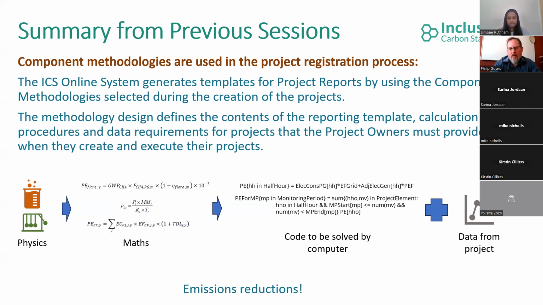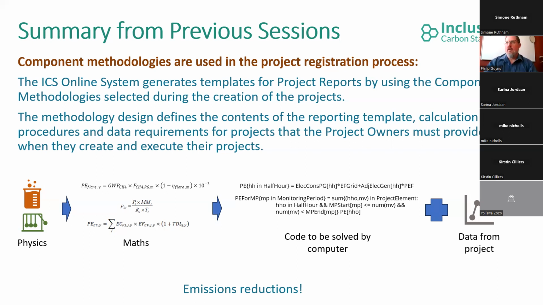An overall view is that one would start off with the physics of the emission reduction. These would be described within your component methodology. That then is represented in terms of the maths for the calculations that one would do to reduce your emission reductions. And then that gets converted to some code that a computer is able to solve for a given set of data from your project. This process is there to ensure that the emission reductions are credible and that they can be verified by an auditor.